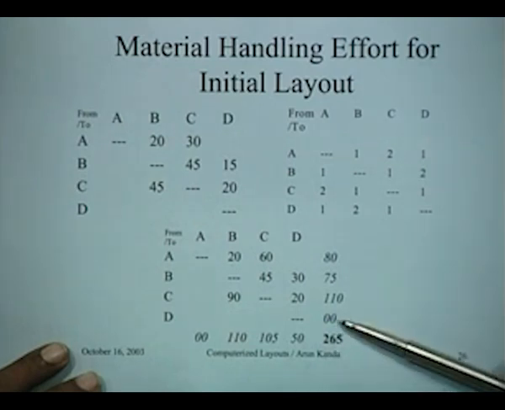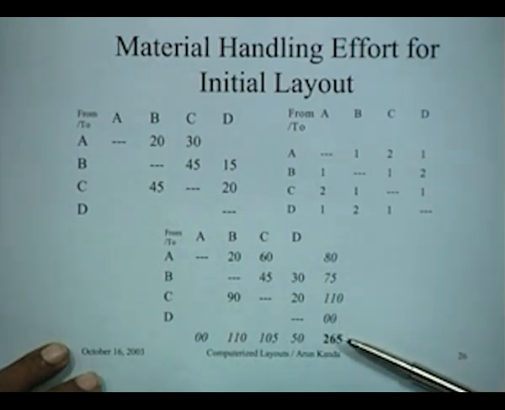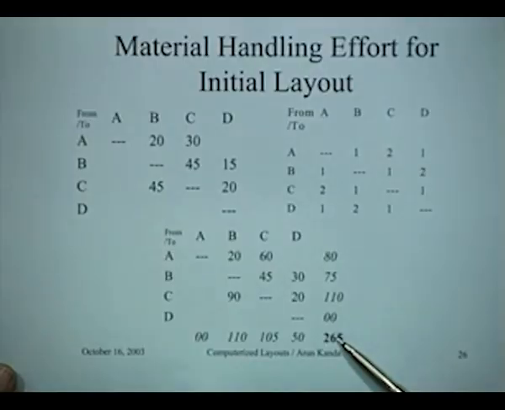What is this 265? This is like load into distance. It's like saying I move 5 trolleys and for a distance of, let us say, 100 meters, right? So load into distance is giving me the total material handling effort. So this is my objective function. This is the crucial value that I am interested in this particular case.